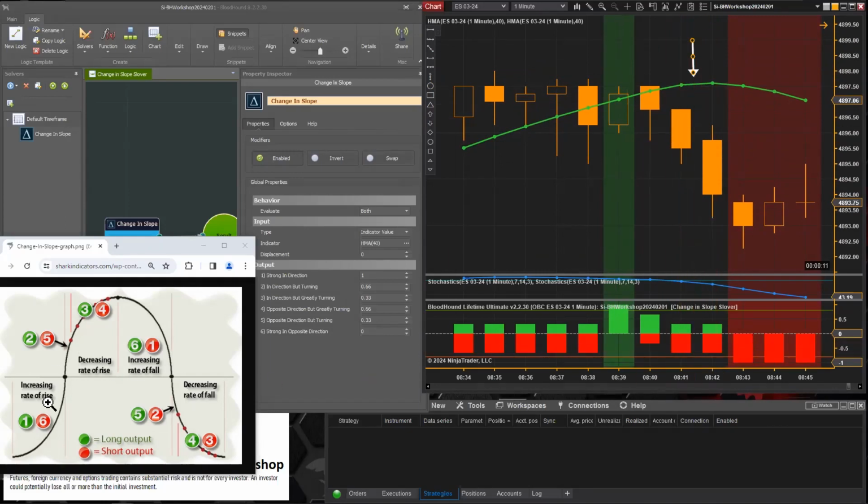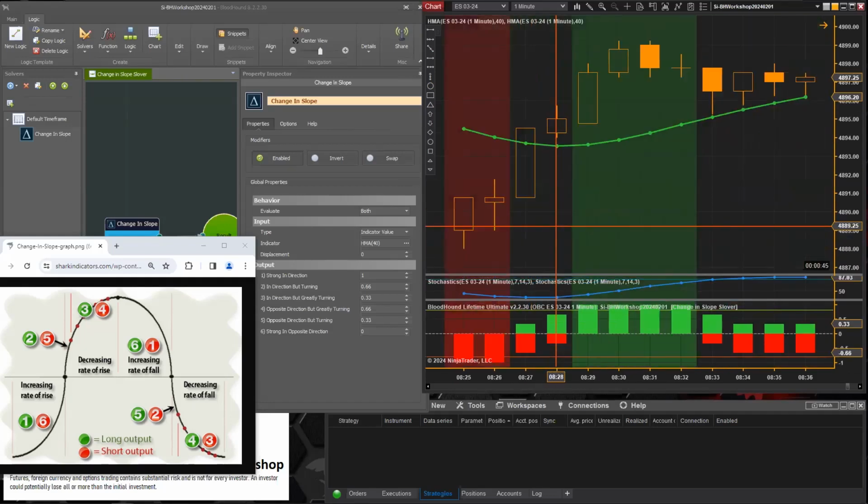So that essentially is exactly what this solver does. It helps you to identify where your indicator is within this curvature, the life cycle of an indicator, as your charts go up and down throughout the day. So let's take a look at, here we go.